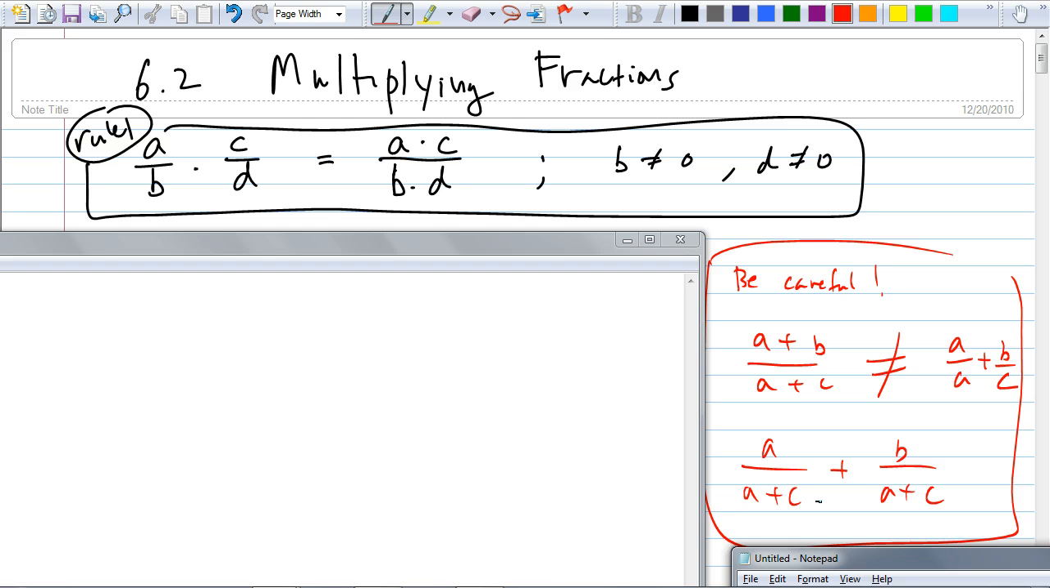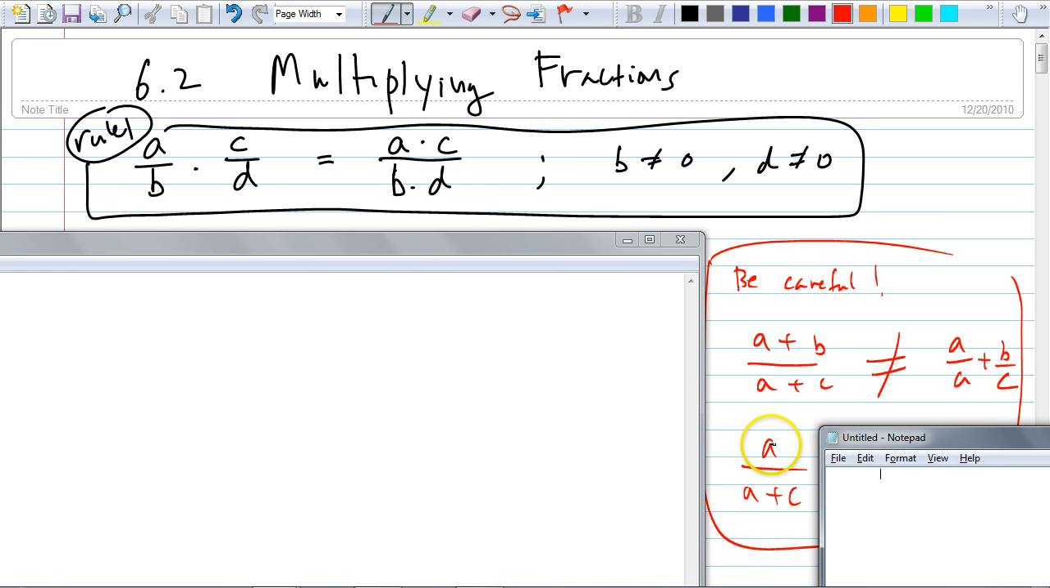Yes? Simplify it. Can we cross out the A's? Oh, I haven't thought of that one. Okay, so if I have A over A plus C, can I simplify the A's? Cross them out. Say 1 over C. Would it be 1 over C? No, it would not.